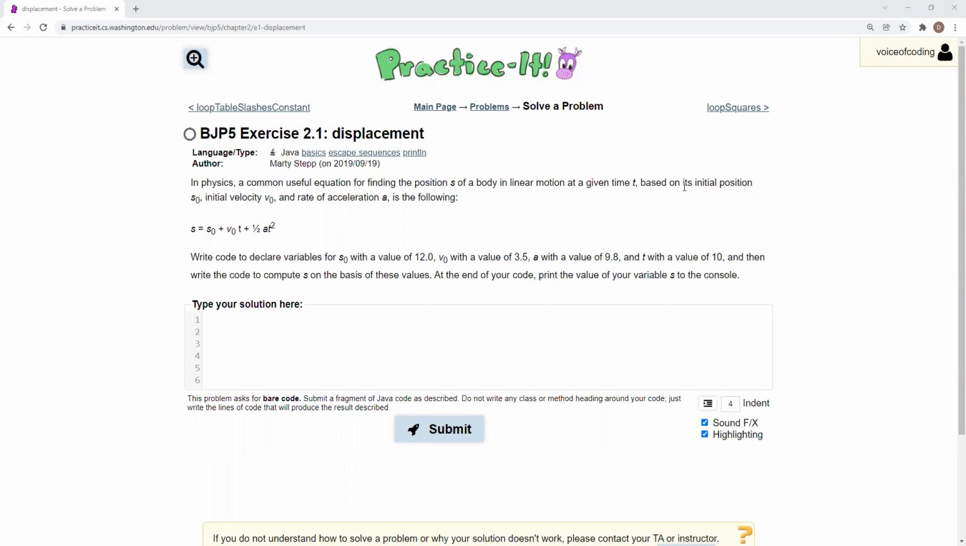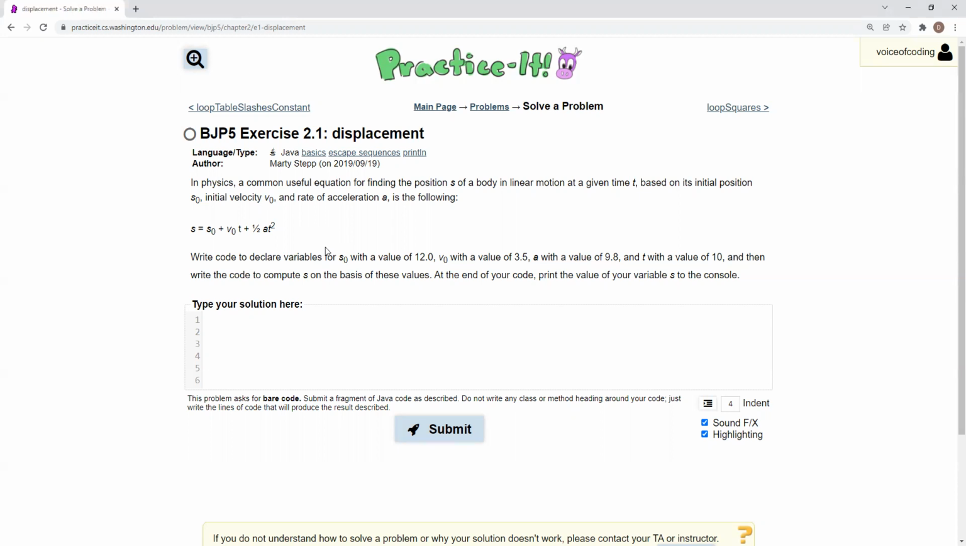Write code to declare variables for s naught with the value of 12.0, v naught with the value of 3.5, a with the value of 9.8, and t with the value of 10. And then write the code to compute s on the basis of these values. At the end of your code, print the value of variable s to the console. So now the first thing that comes to mind when looking at this problem is to list the variables that are given to us in the problem.